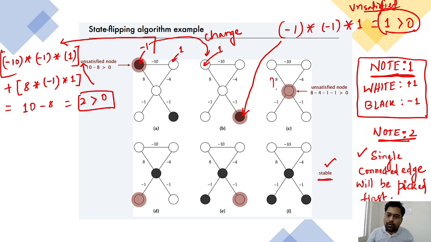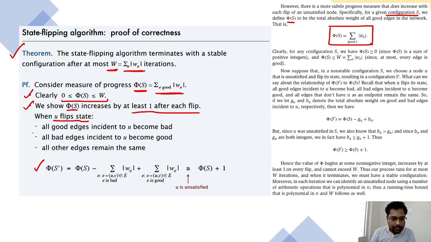But here there is a problem in a bad edge. Here there is a good edge, good edge. When you change the state, this is good, this is good, and this is good. This is bad, why? Because the negative is there, and we are getting different states. So definitely, if you flip the state of u, the good edges become bad edges, and the bad edges become good edges.